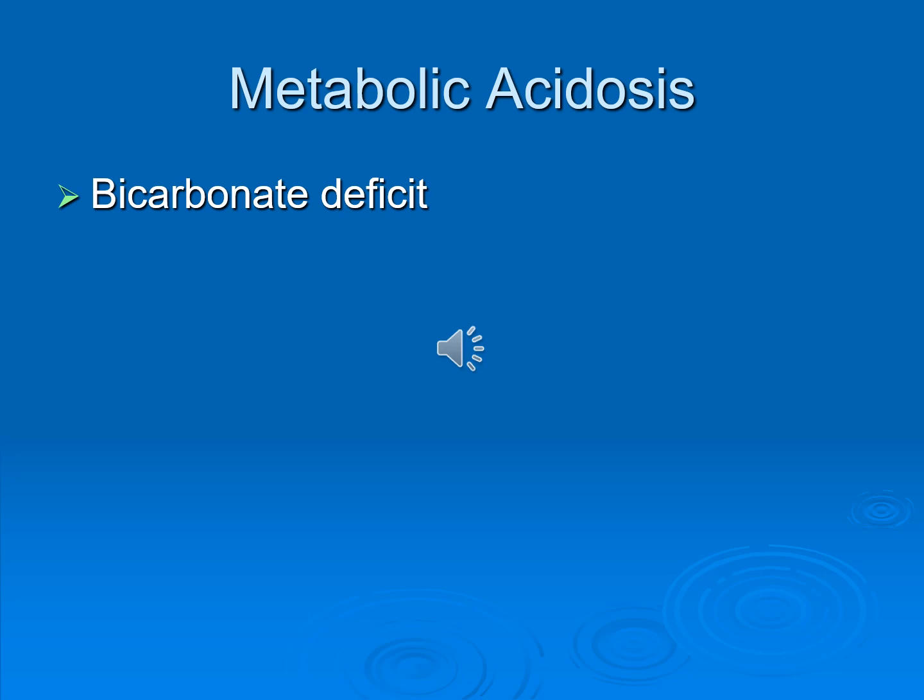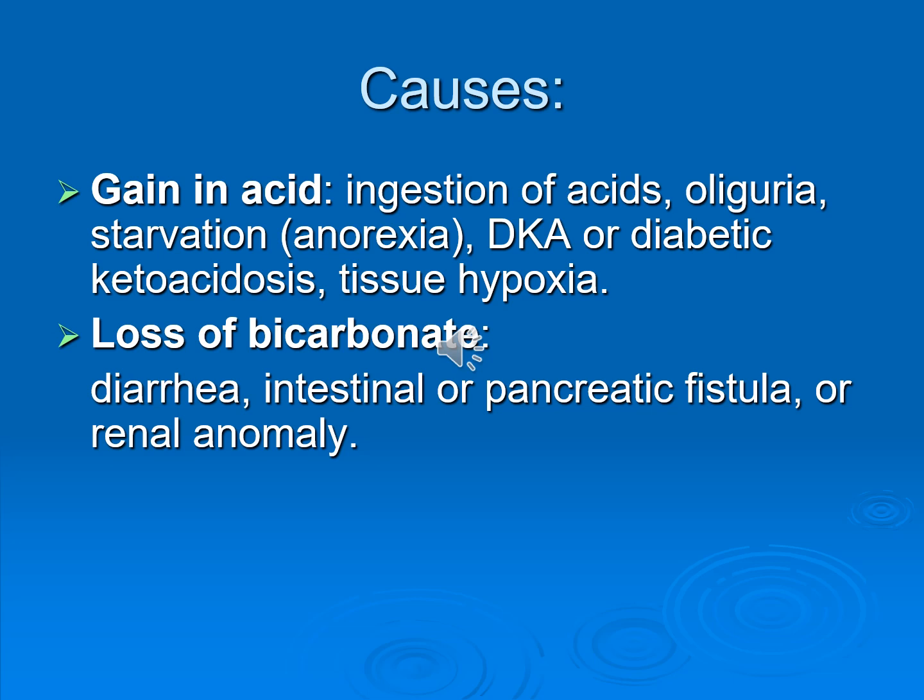Hopefully you remember that a metabolic acidosis is a bicarbonate deficit. So let's look at that a little more. Causes of metabolic acidosis. Number one could be a gain in acid, so ingestion of those acids, oliguria, starvation or anorexia, diabetic ketoacidosis or DKA, and tissue hypoxemia. And number two, it could be related to a loss of that bicarbonate, and that could be from diarrhea, an intestinal or pancreatic fistula, or renal anomaly.